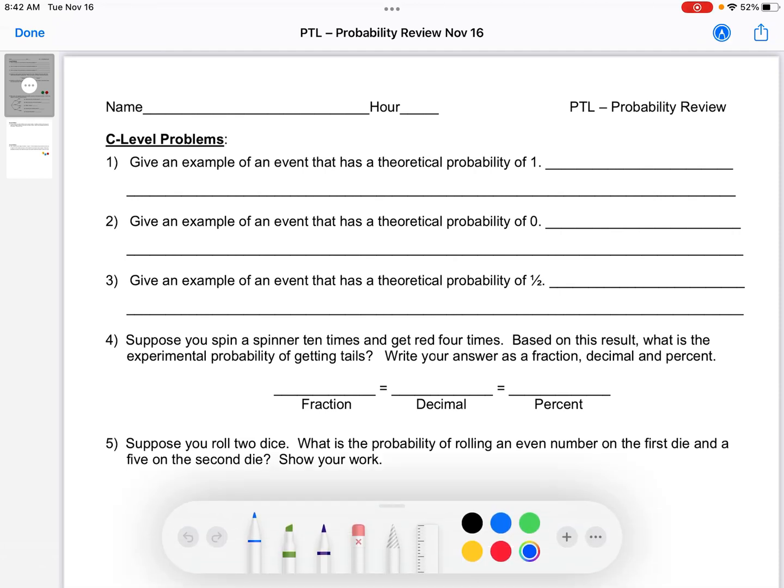All right, here's just a video to kind of go through the probability review for this one. So I kind of just chose to do a video as the answer key so you get a chance to hear those explanations.